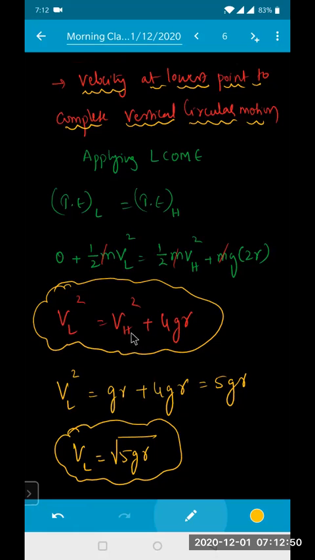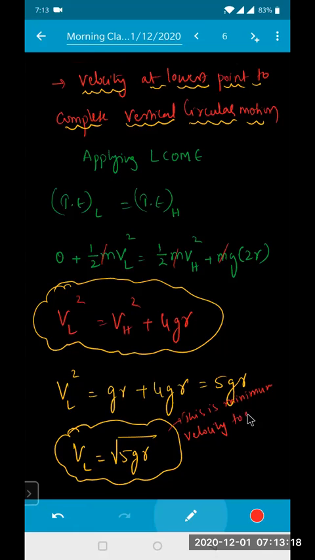So for making a complete circular motion, what will be the conditions? Velocity at the highest position must be equal to how much? Under root of GR. Velocity at the lowest position must be equal to how much? Under root of 5G. That means this is the minimum velocity which should be given. This is your minimum velocity.